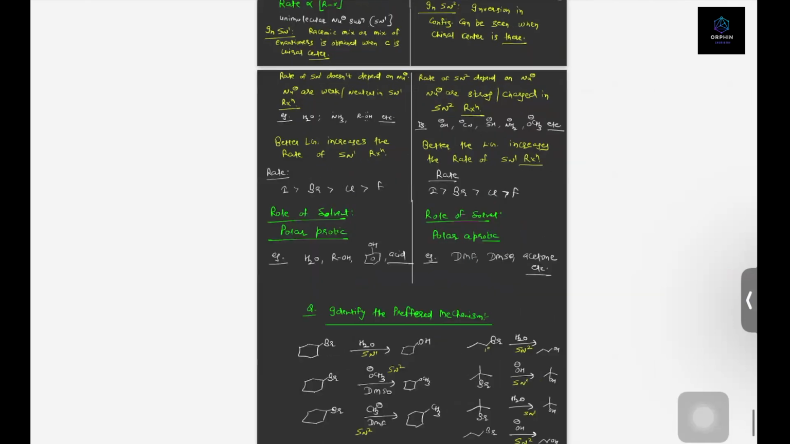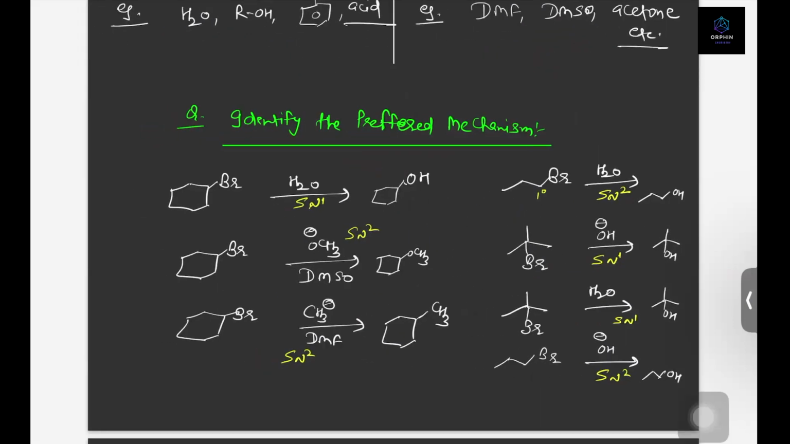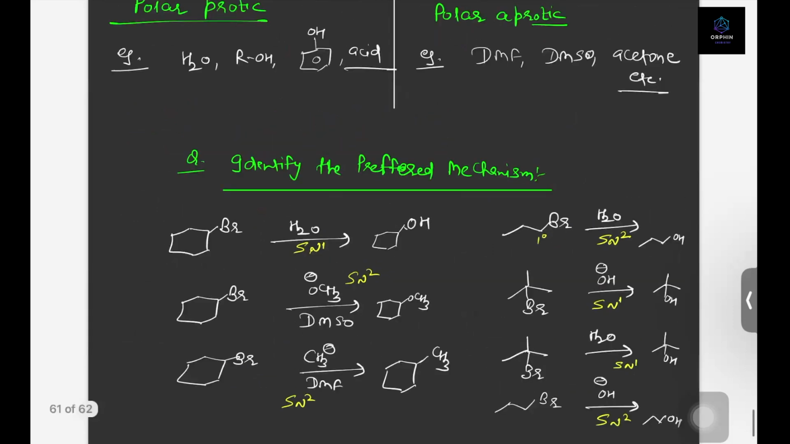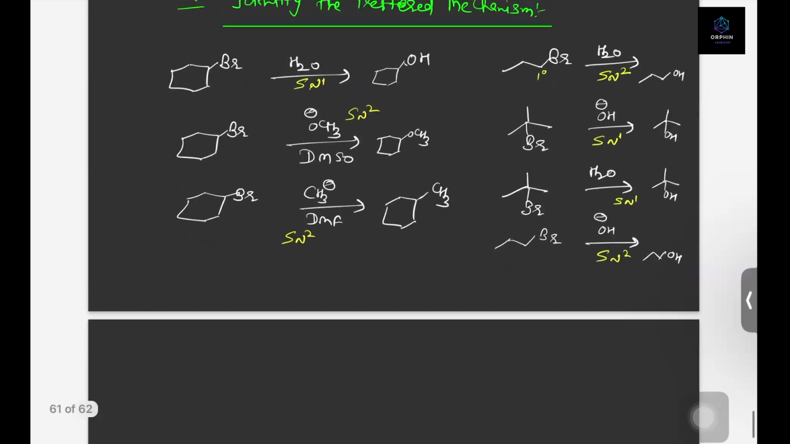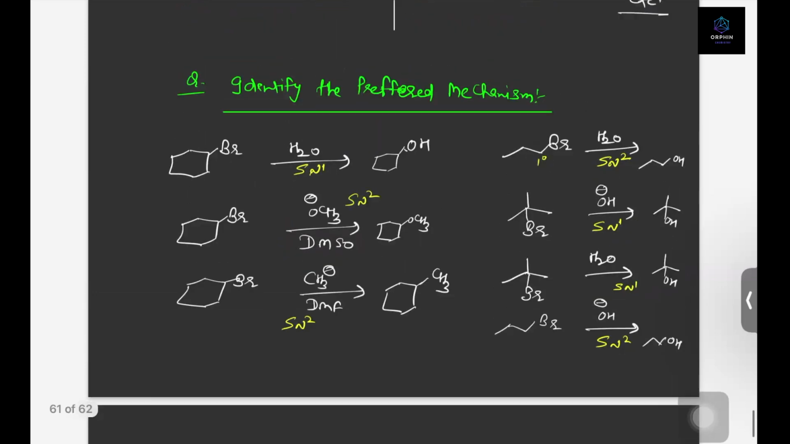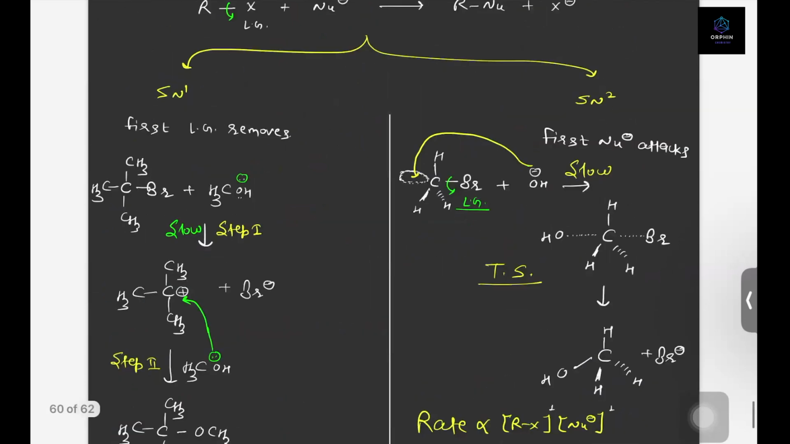In none of the cases is inversion happening, and in none of the cases is a racemic mixture obtained. Although they are SN1 and SN2, that is true only when a chiral center is present, right? Okay, so now we have the right idea about when SN1 and SN2 will happen.